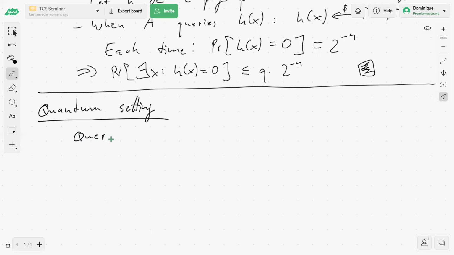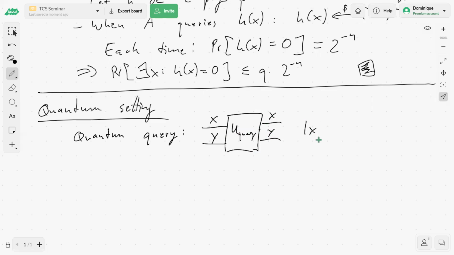And this is done as follows. A quantum query is done by giving the adversary access to two query registers x and y for the input and the output, and then applying a unitary operation U_Query that is defined to map x, y to x, y XOR h of x.